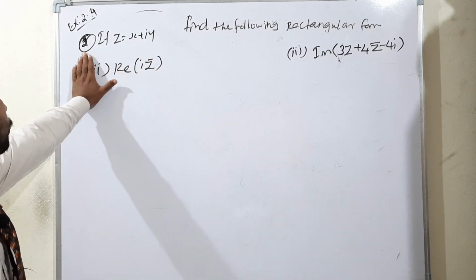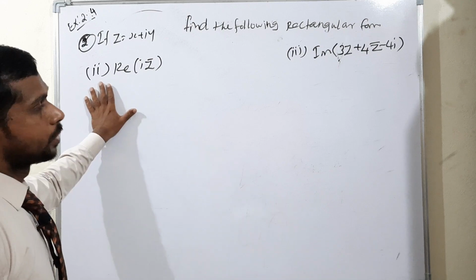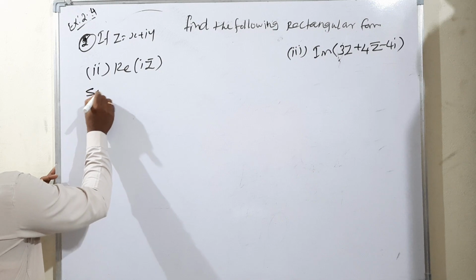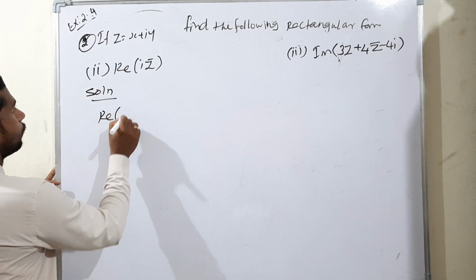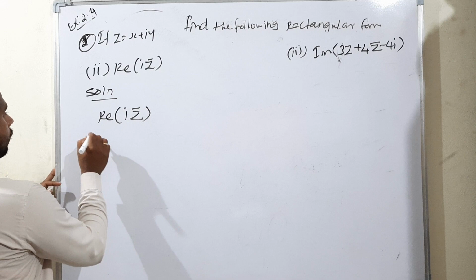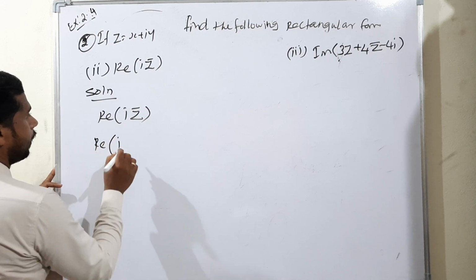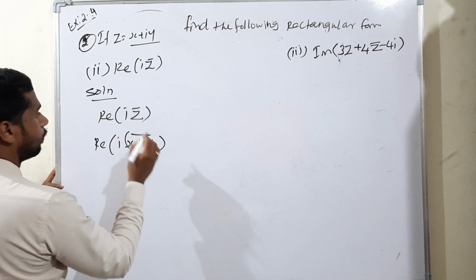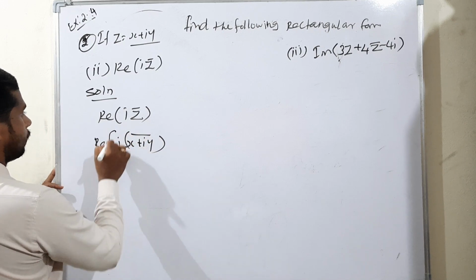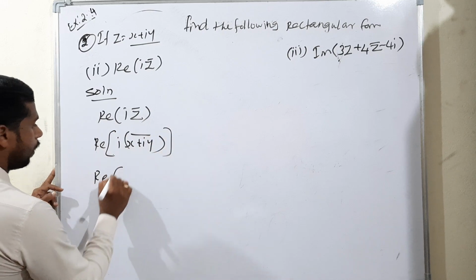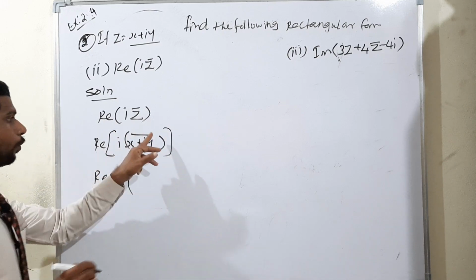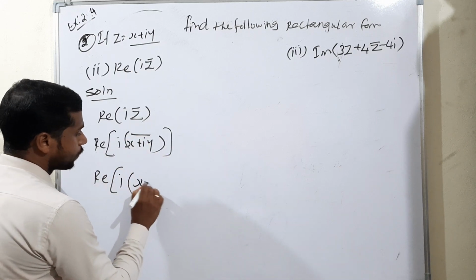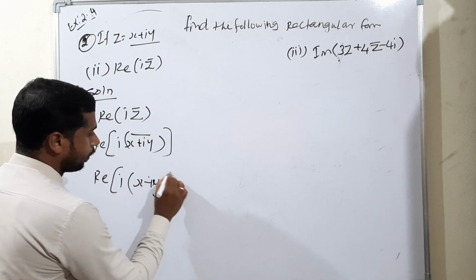Okay, 2.4 question number 2. For your homework, question subdivision 1. I will do subdivision 2 and 3. What is the question? Real of i z bar. Z is equal to the given condition, x plus iy, bar. Then real of i as it is. If you remove the conjugate, the imaginary term sign will be changed. There is x plus iy, so we can write it x minus iy.